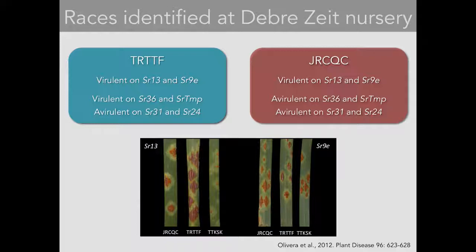In addition to UG99, which was a race that we knew was present as inoculum, we identified these 2 relevant races, race TRTTF and JRCQC. And these 2 races, you can see, have the particularity that they have a virulence combination on SR13 and SR9A. And these 2 are the main components of stem rust resistance in North American durum wheat. In particular, JRCQC appears to be a race that is highly adapted to durum wheat. And you can see that SR13, which is effective against UG99, became susceptible when challenged against races TRTTF and JRCQC.